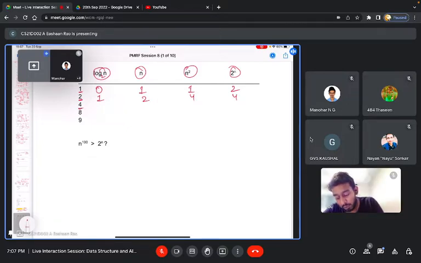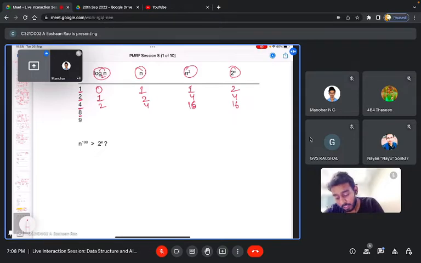When the value of n is 4, log n will be 2, n will be 4, n square will be 16, and 2 raised to 4 will also be 16. But things start from here. As the input size increases, we will understand how this particular function actually behaves.